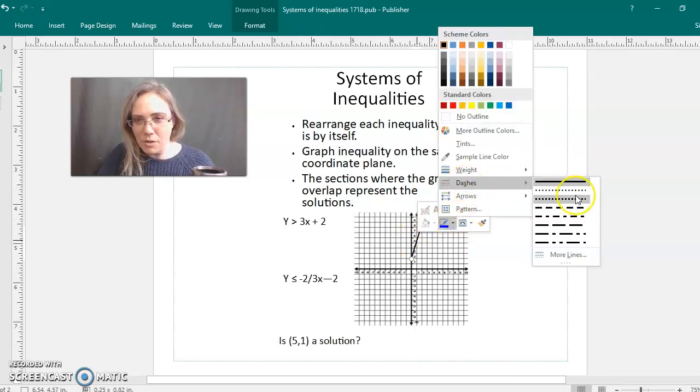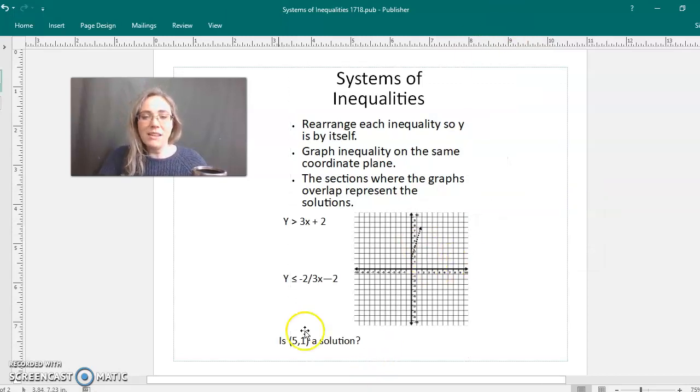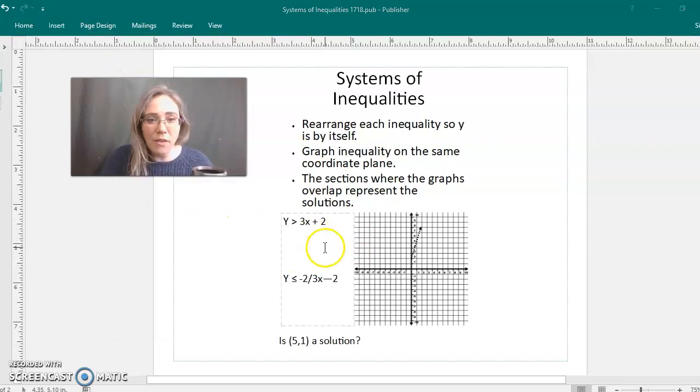There we go. Dashes. We will dash the line. Perfect. Okay, so ideally that line would continue on forever in either direction, but for now I'm just going to leave it. So let's look at this second line. Now this line will actually be a solid, so I can go back to just a regular line for this one because we have y is less than or equals to.